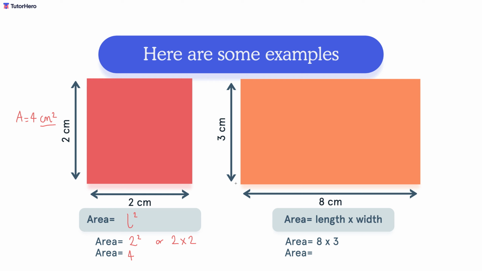Now let's try and work out the area of our rectangle. The area of a rectangle is the length times the width. The length is 8 centimetres and the width is 3 centimetres. 8 times 3 is 24, so the area of this rectangle is 24 centimetres squared. Again, it's really important to use the correct unit of measurement.